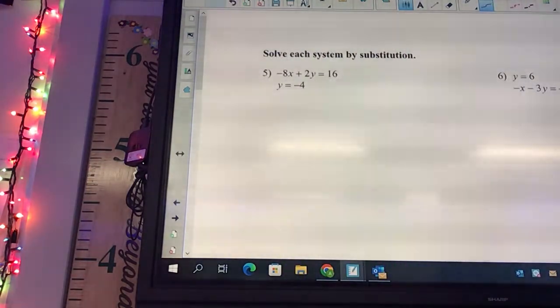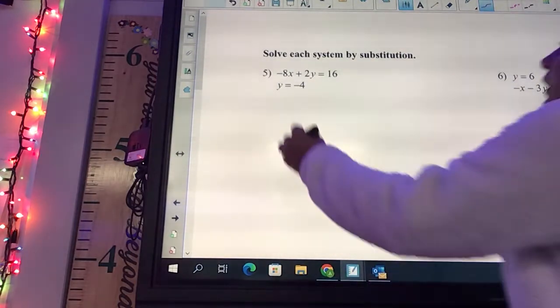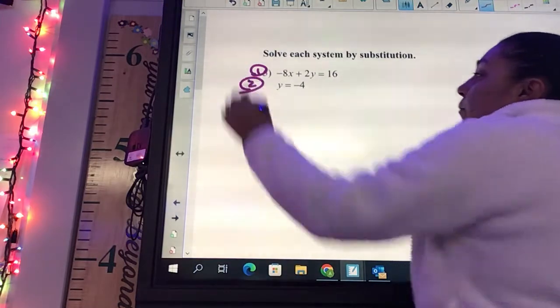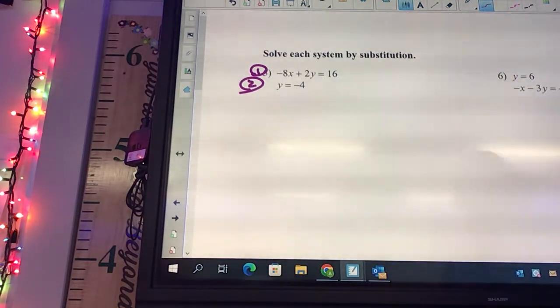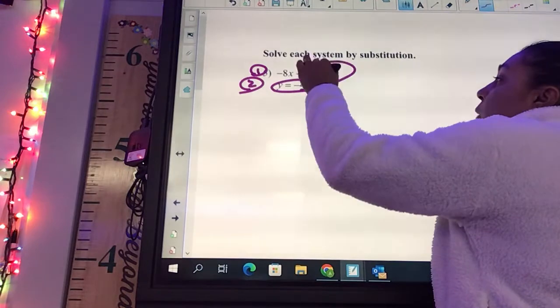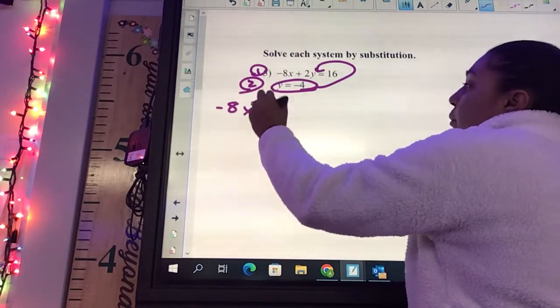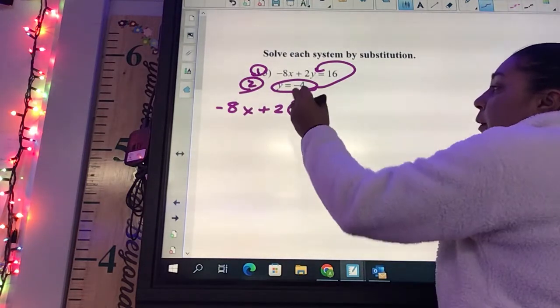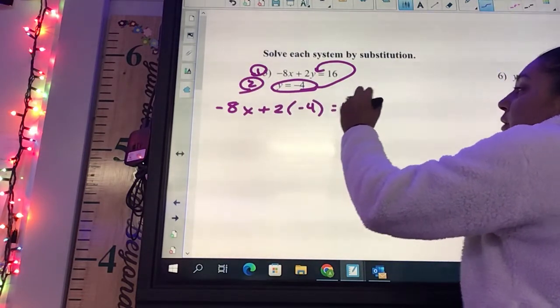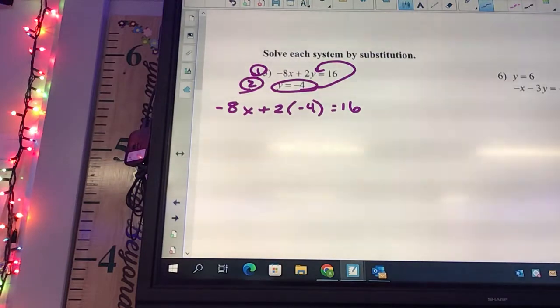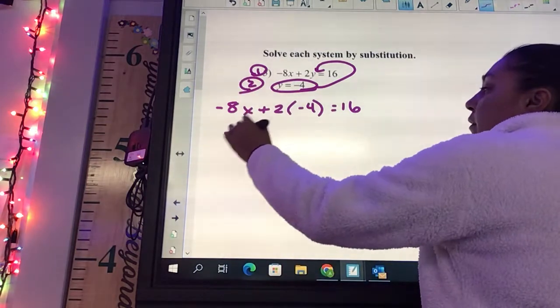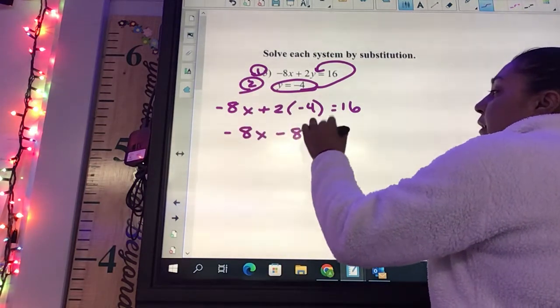Okay, solve each by substitution. Okay, we number and circle which one? The y equals, okay? So everywhere there's a y, we'll be plugging in this part. So it's gonna look like -8x plus 2, and instead of y, I'm writing -4 equals 16. Okay, sometimes they might be very long, sometimes they're gonna be short. That y equals, okay, so you're gonna get -8x minus 8 equals 16.